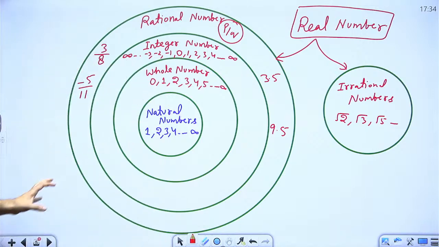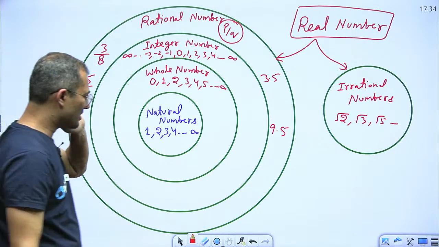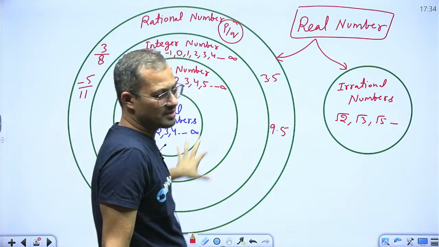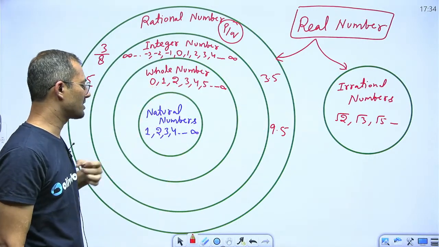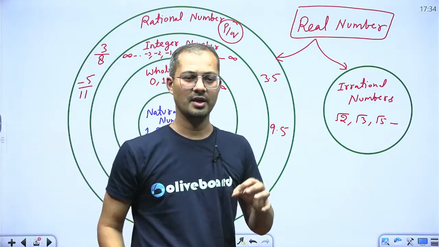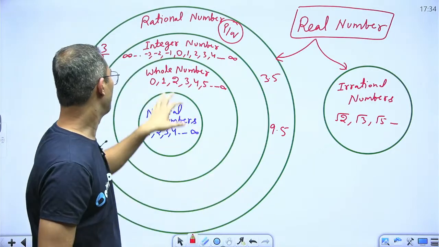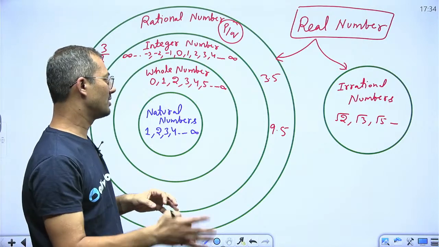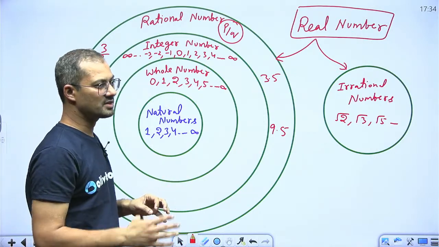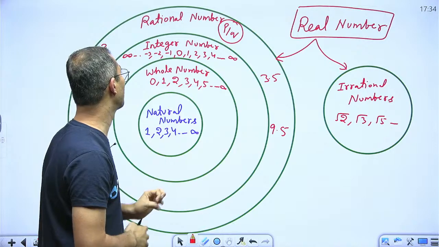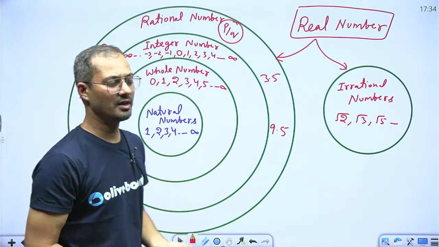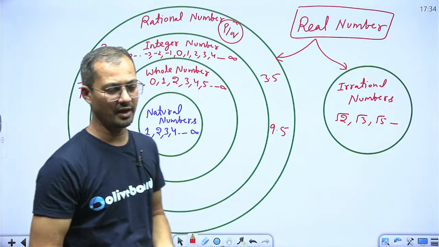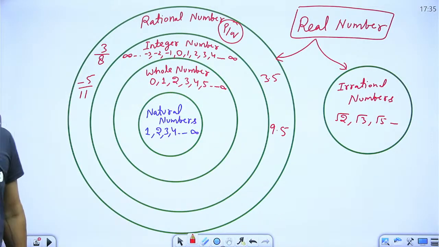I hope there is no doubt. Many questions come from only this picture, and many students get confused. Whenever we have whole numbers, natural numbers are included in that. Whenever I call integers, it includes whole numbers, meaning it includes 0 as well as natural numbers. When I talk about rational numbers, they include fractions and decimal numbers, or in decimals we can say terminating decimals.